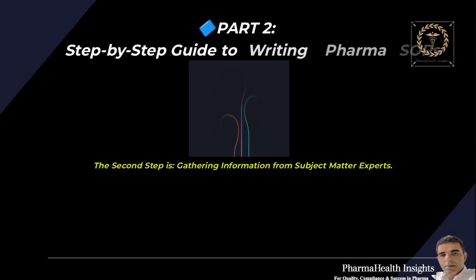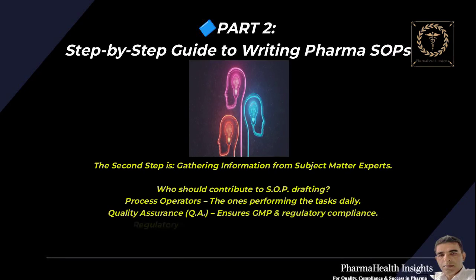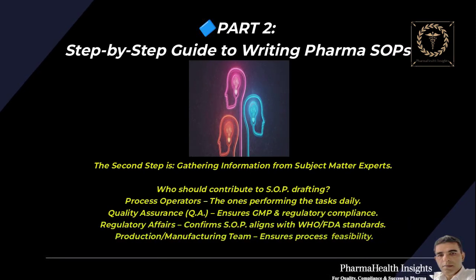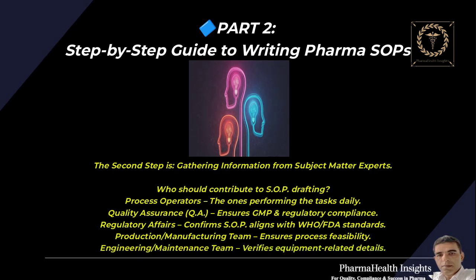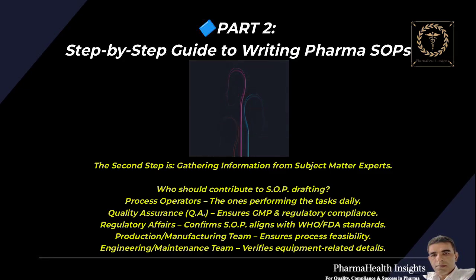The second step is gathering information from subject matter experts. Who should contribute to SOP drafting? Process operators, the ones performing the tasks daily. Quality assurance, QA, ensures GMP and regulatory compliance. Regulatory affairs, confirms SOP aligns with WHO, FDA standards. Production, manufacturing team, ensures process feasibility. Engineering, maintenance team, verifies equipment-related details.